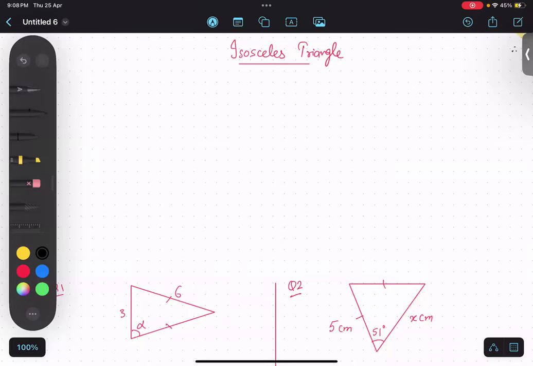So before moving to sine rule and cosine rule, some of the important points we should consider is the isosceles triangle. Do you remember what an isosceles triangle is? No, sir. An isosceles triangle is when two sides are the same. Yeah, same. Two sides are equal. Okay.